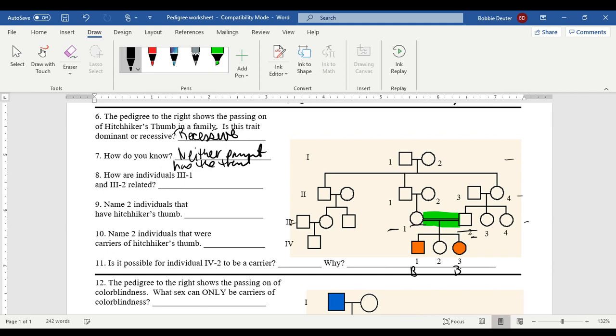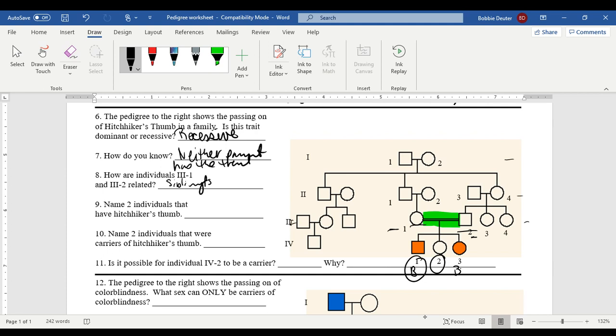So now it's asking us to look at generation 3, individual 1, this guy right here, and generation 3, individual 2. How are they related? Well, they're siblings. They have the same parents. Or brother and sister you could put too.